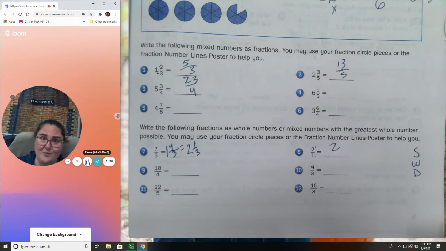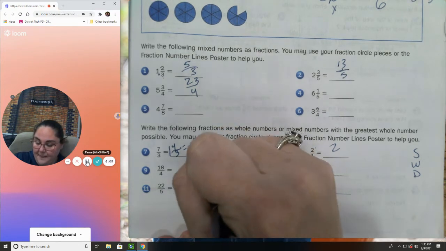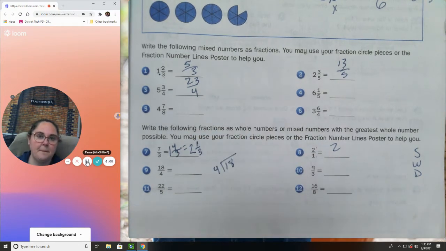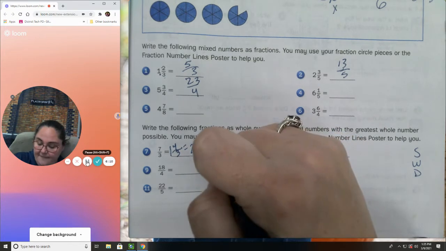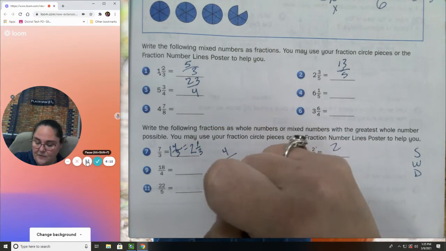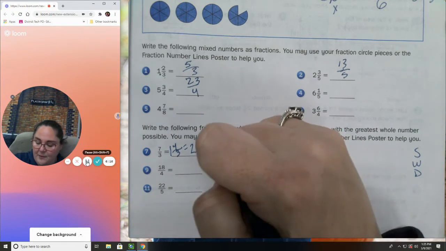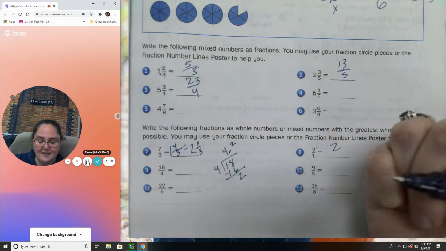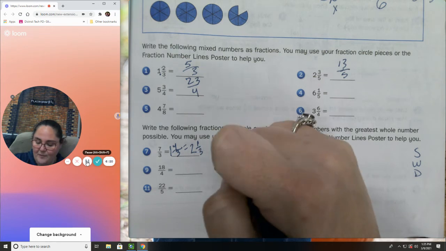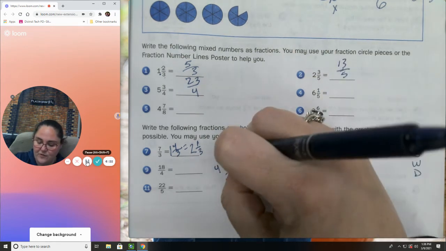2. Super simple. Let's do number 9. 18 over 4. So I'm going to do 18 divided by 4. 4 goes into 18 4 times. 4 times 4 is 16 with 2 left over. Remember, I write my remainder 2. And then I put the 2 over my denominator, so 2/4.